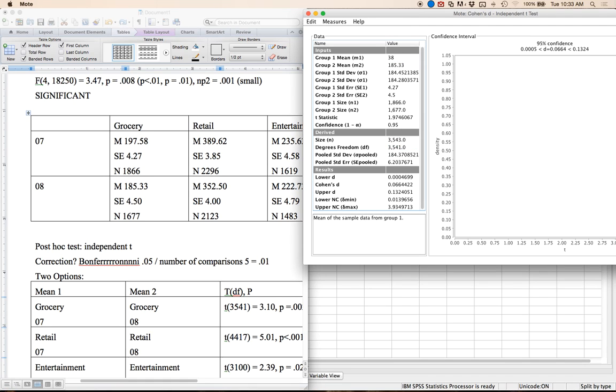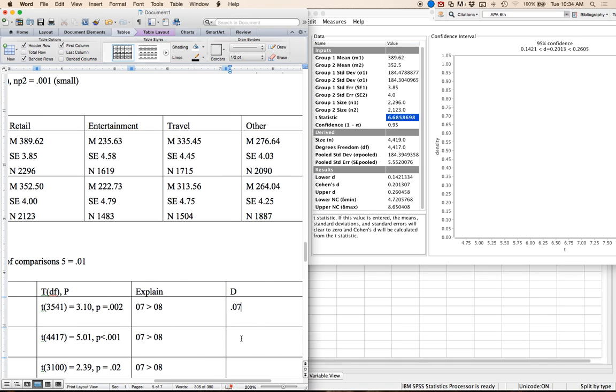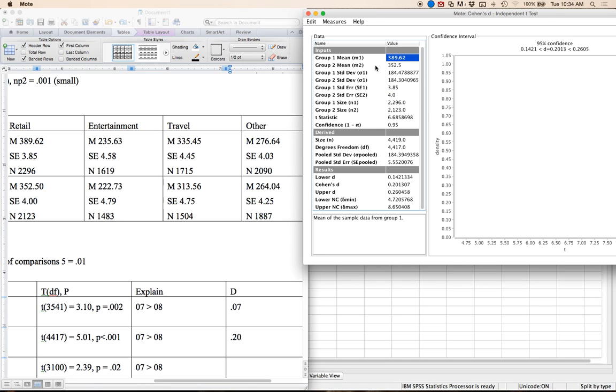Alright, let's do retail. So 389.62, 52.5, 3.85, 4.0. Oop, not 40. No, bad. Okay, got 2296 and 2123. So my Cohen's D is 0.20. Okay. And then let's do entertainment. So 253.63.